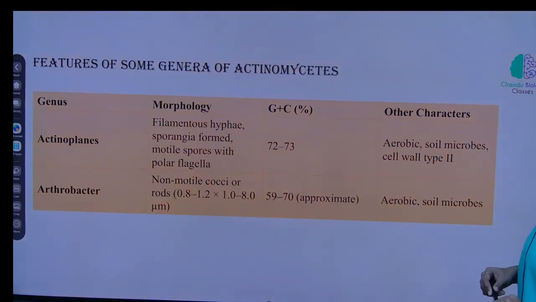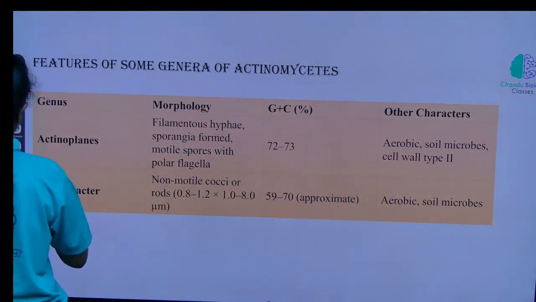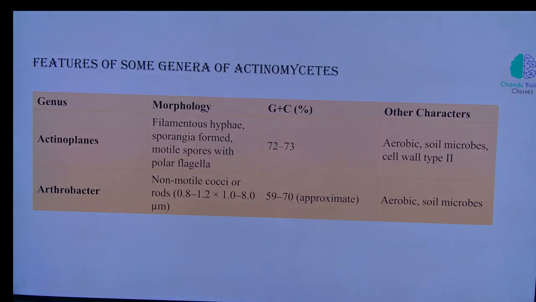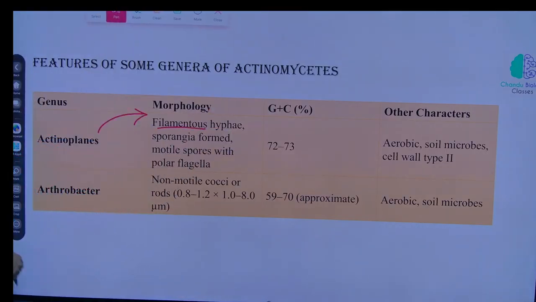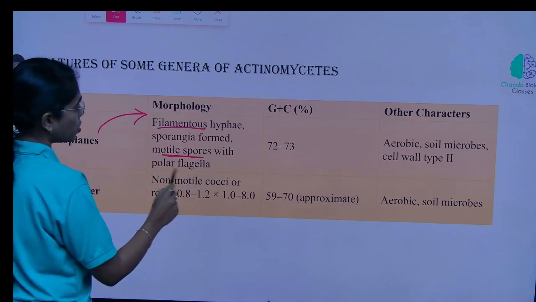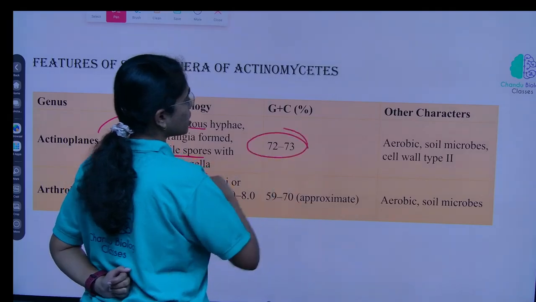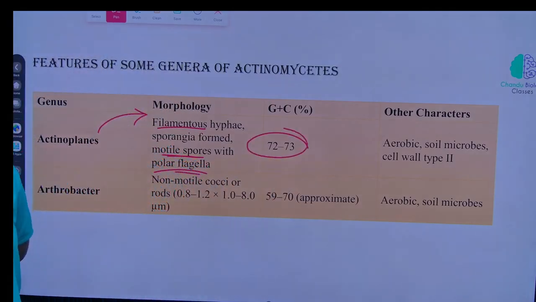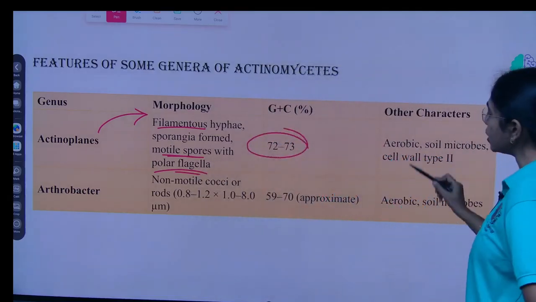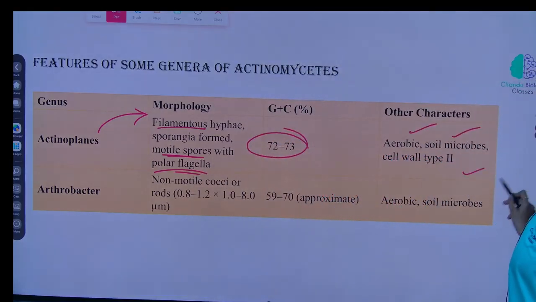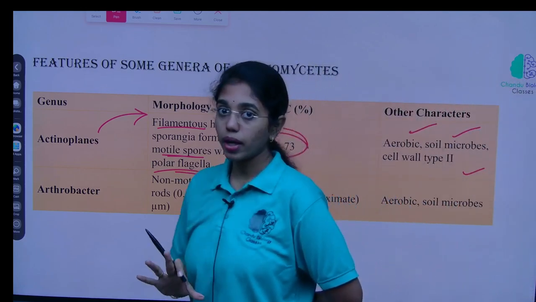What are the features of some genera of actinomycetes? We have 2 such genera: Actinoplanes and Arthrobacter. Morphologically, Actinoplanes are filamentous hyphae where sporangia are formed, with motile spores bearing polar flagella. Guanine cytosine content is 72 to 73% in their genome. This is an aerobic soil microbe kept under cell wall type 2. The types of actinomycetes are very important, remember that.